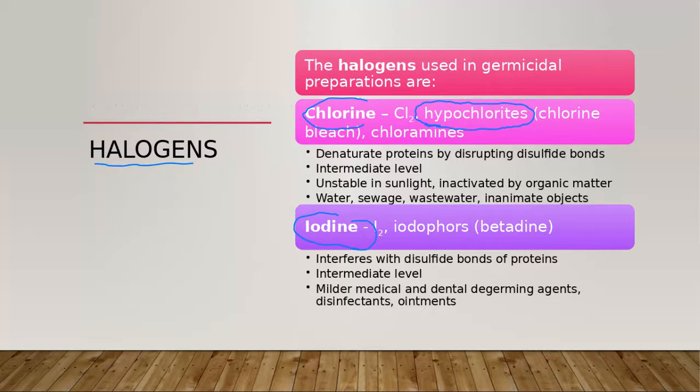Okay, that's hypochlorite. Iodine, like iodophore, is also a halogen that is used sometimes for disinfection and sometimes also as an antiseptic, like betadine, for example. This is an antiseptic used on our skin. Betadine and iodophore are considered intermediate levels of chemical agents.